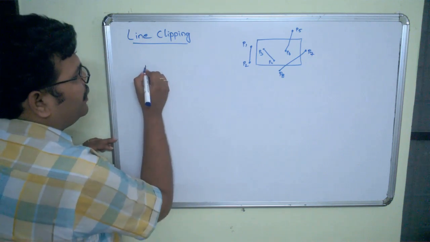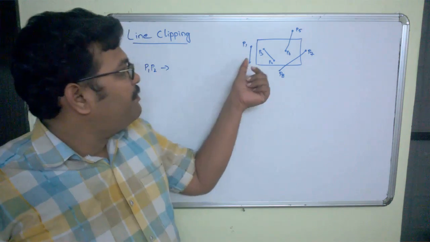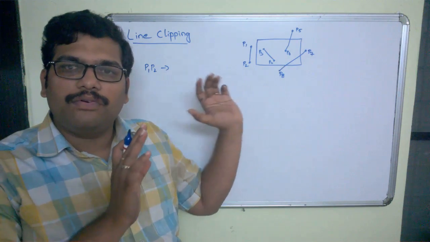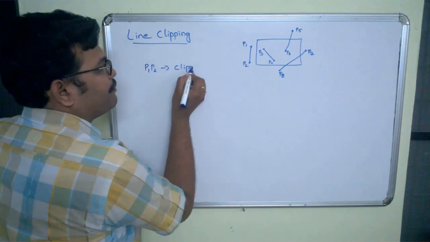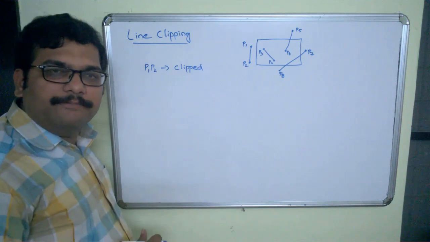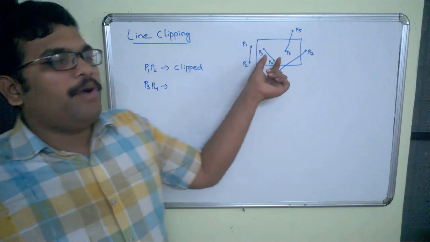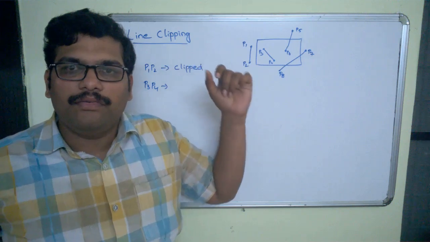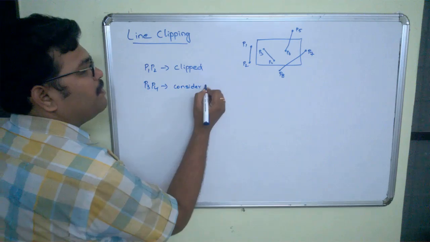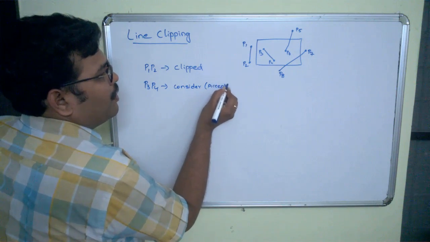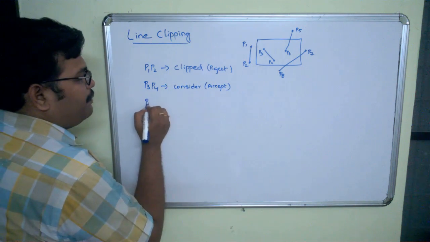So consider P1 and P2. By visibility, P1 and P2 lie outside the window, so this P1 P2 is clipped, that means discarded. Coming to P3, P4, both the points are in the window. That means we have to consider it, or simply we can say accept. Here we can say reject. And P5, P6.